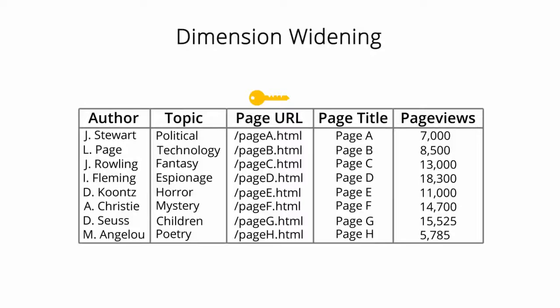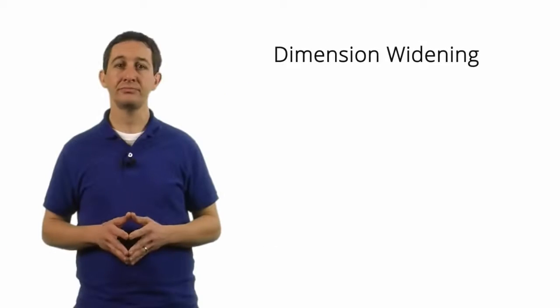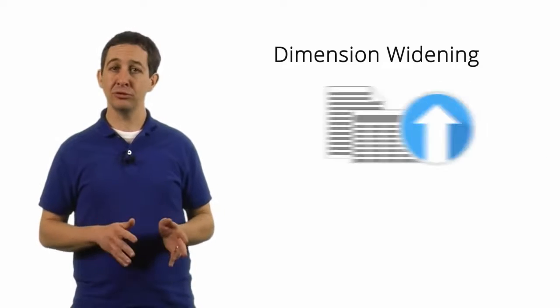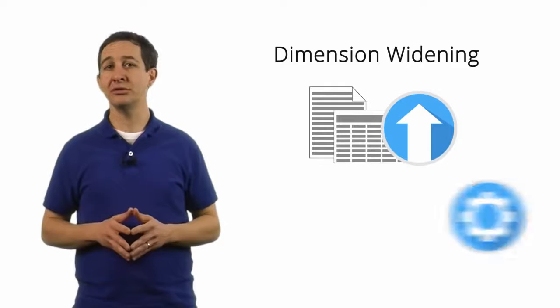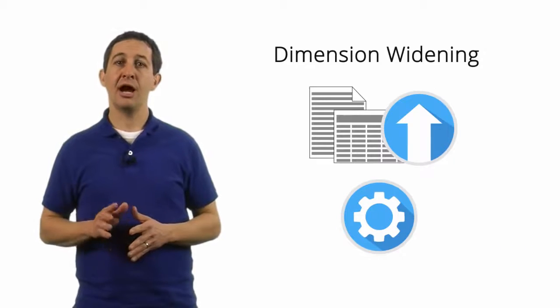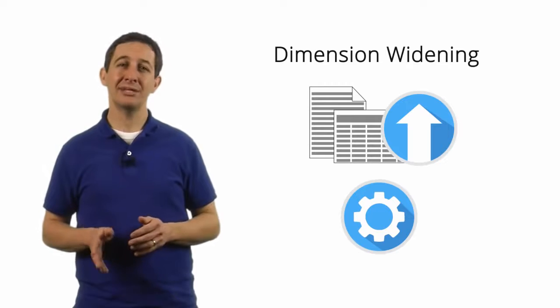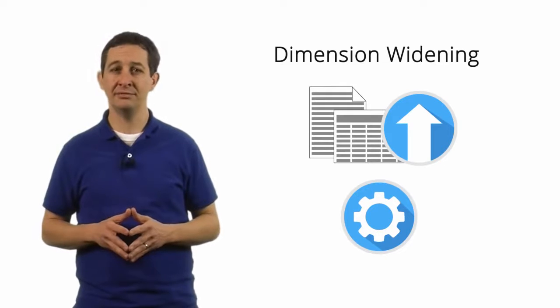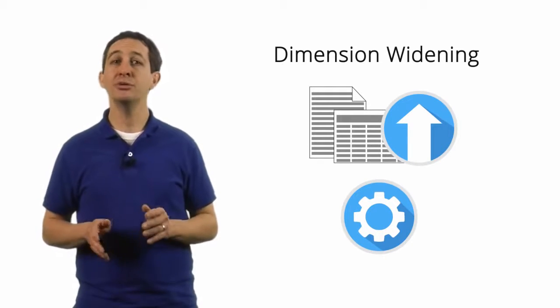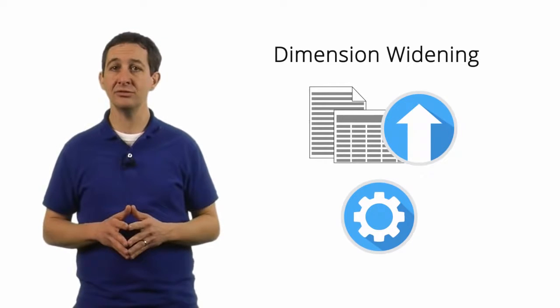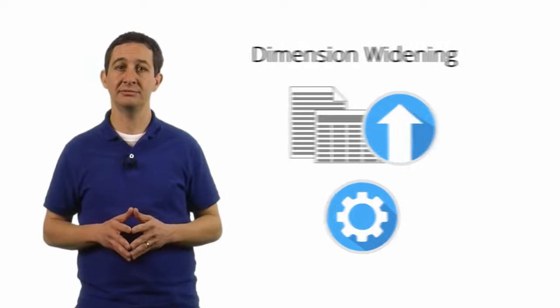You could add these dimensions to custom reports, dashboards, or segments. You can add data using dimension widening either by uploading a file or by using the Google Analytics APIs. Uploading a file, like a spreadsheet or CSV, is easy, but it can be time-consuming if you need to add data often. To save time, you can build a program that uses the APIs to automatically send data into Google Analytics on a regular basis.